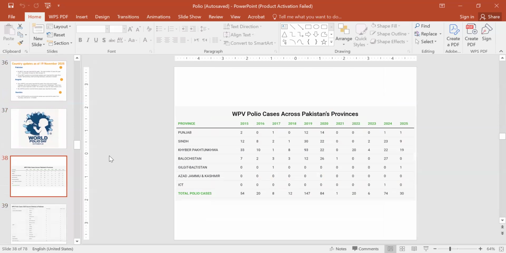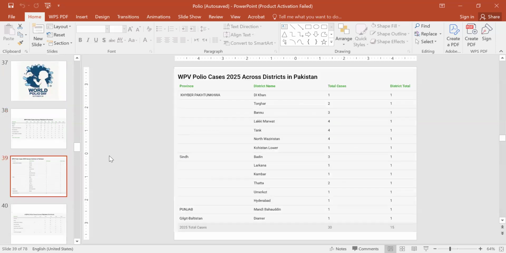These are the WPV cases in Pakistan, and you can see that in 2025, one case has been reported in Punjab, 9 from Sindh, 19 from KPK, 0 from Balochistan, 1 from GB, 0 from Azad Jammu and Kashmir, and total polio cases till now are 30. And in the previous year, these cases were 74. So in Punjab, the one case that was reported was from Mandi Bahauddin, and the other breakdown of the district is also shown from KPK and Sindh.